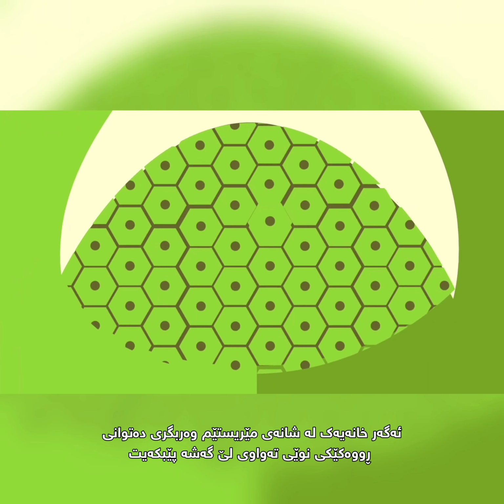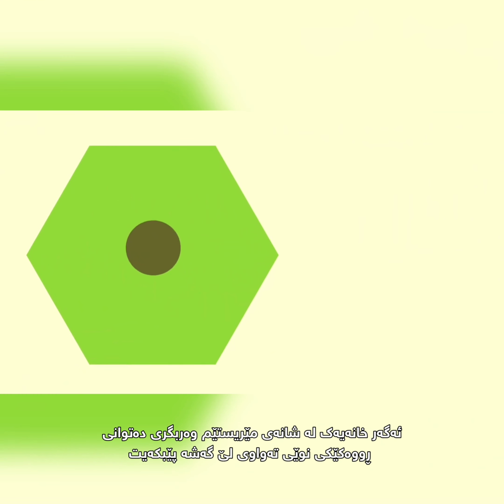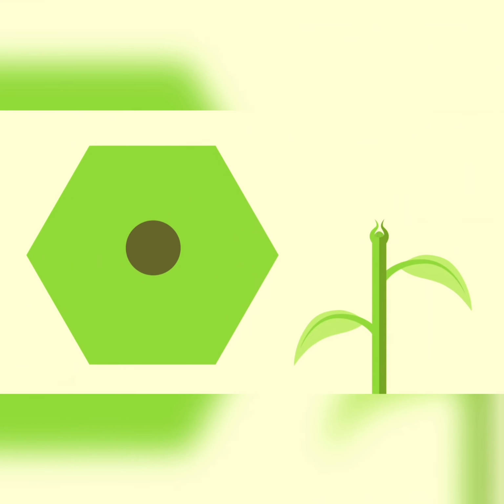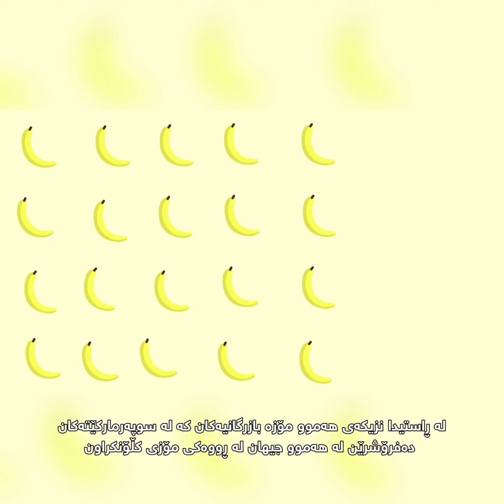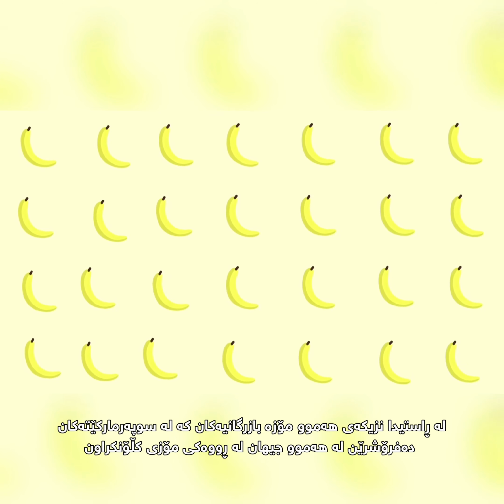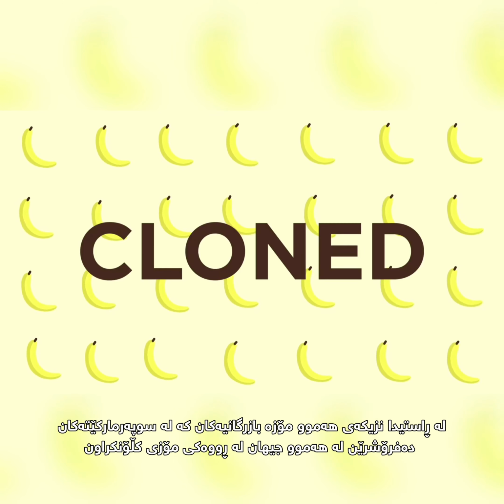If you take single cells from meristem tissues, you can grow a whole new plant from it. This is the basis of tissue culture and is used for cloning plants. In fact, nearly all commercial bananas sold in supermarkets around the world are from cloned banana plants.